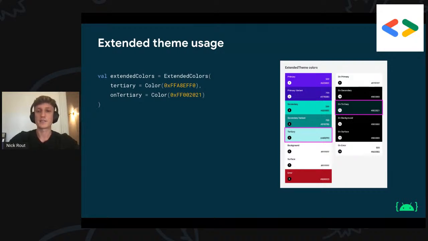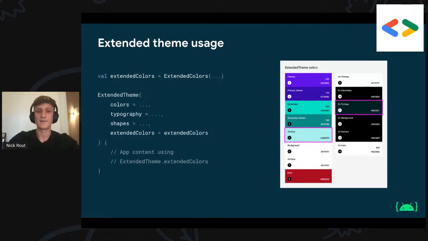So when we actually want to use this extended theme, we will create an extended colors instance, and we pass through some colors that you can see on the right, which the designer has provided. We then actually call the extended theme function and pass through the extended colors value that we've created. And then we can start using it in our app in the same way that we would do material theme dot colors, we can now do extended theme dot extended colors.